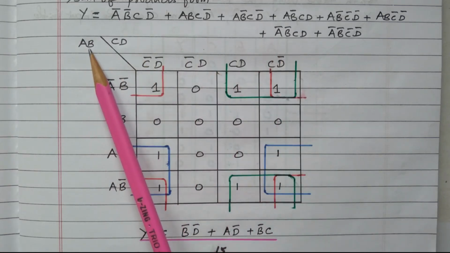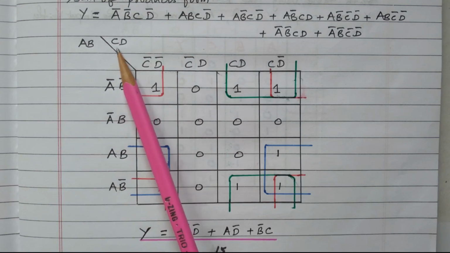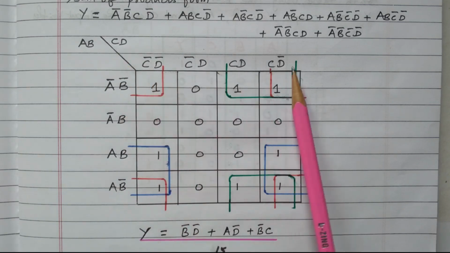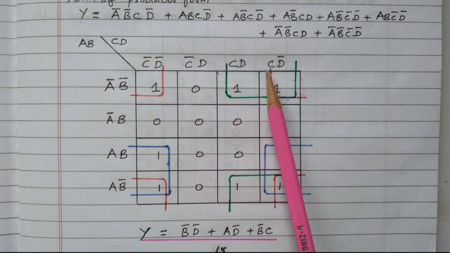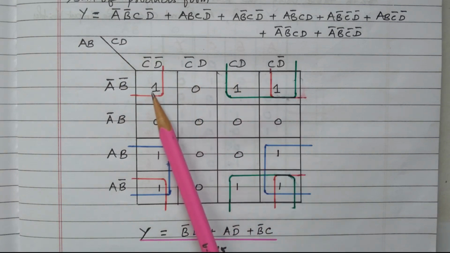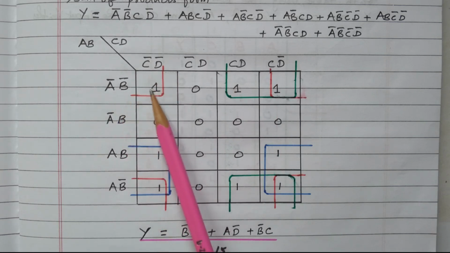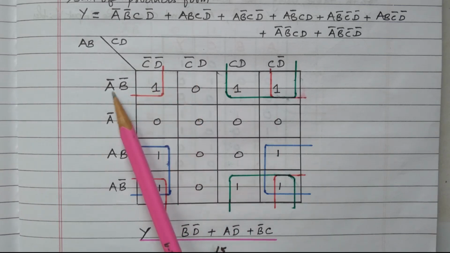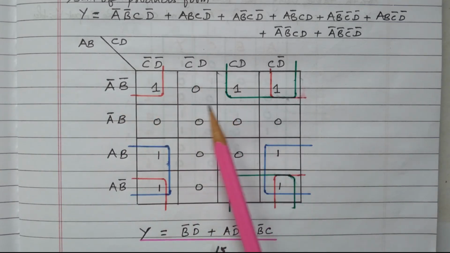Right. So the A, B 2 variables have 4 combinations: A bar B bar, A bar B, A B, A B bar. Similarly, C, D 2 variables have 4 combinations: C bar D bar, C bar D, C D, C D bar. Right. So what is the first cell? First cell is nothing but A bar B bar, then C bar D bar. What is the second cell? A bar B bar, then C D bar. You have to combine these corresponding cells.